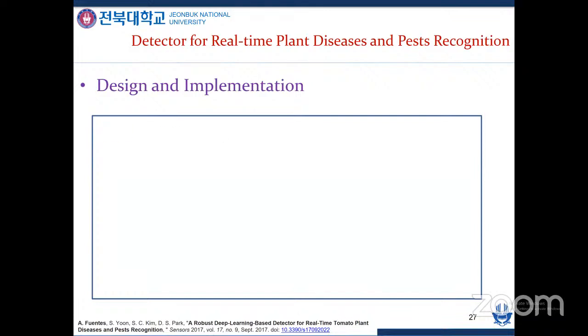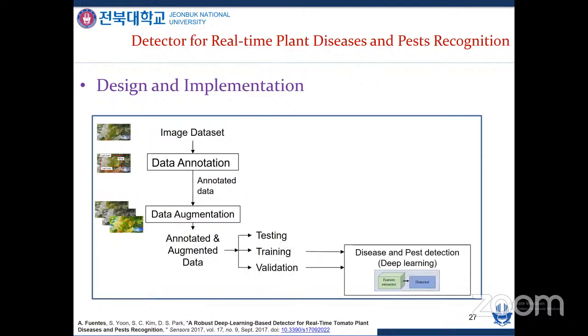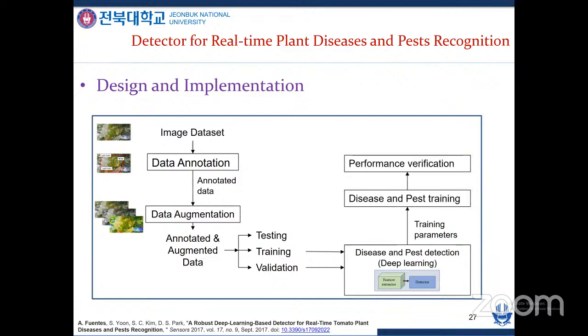And then we went through the design and implementation. We start by collecting the data set. We annotate the data set using bounding boxes. Once the data set is annotated, we apply some data augmentation techniques to increase the number of images, for example geometric transformations and intensity-based transformations. Once we have our annotated and augmented data, we train the model and validate it on the available images. And we verify the performance of the model and obtain the final results.